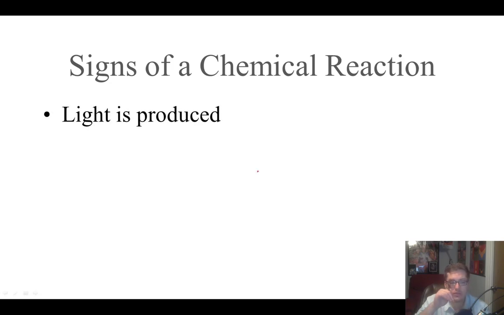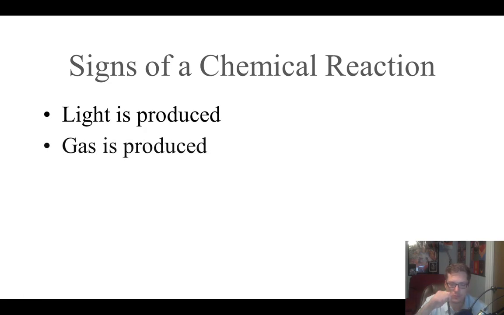The first one is if light is produced. Right? So if light is produced, you put two things together and it makes light on its own, then it is a chemical change. You can use that as a sign it's a chemical change. So think about glow-in-the-dark fish, where they glow in the dark because there's a chemical reaction taking place inside of them, producing the bioluminescence.